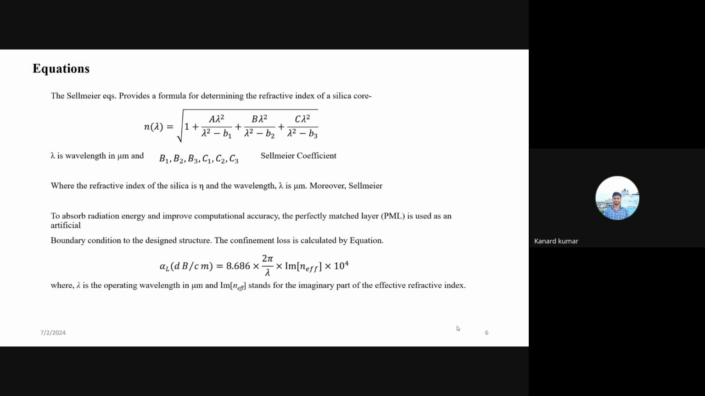This equation is the Sellmeier equation, used for the refractive index of the silica core, where lambda is the wavelength in micrometers, and B1, B2, B3 and C1, C2, C3 are the Sellmeier coefficients. To absorb the radiation energy and improve the computational accuracy, the perfect match layer is artificial. We calculate confinement loss by the equation where lambda is the operating wavelength in micrometers and the imaginary part of the effective refractive index is used.